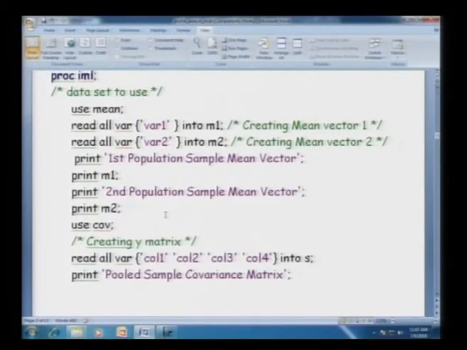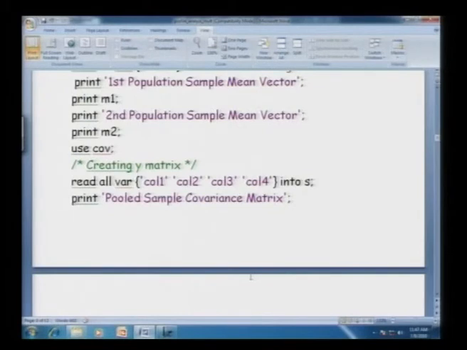So this is what the procedure IML is doing. We are reading all the variables in, creating the mean vector for the first group, creating the mean vector for the second group. So first population mean, second population mean, etc. We will also require the pooled sample variance covariance matrix, because that is what is going to be used.